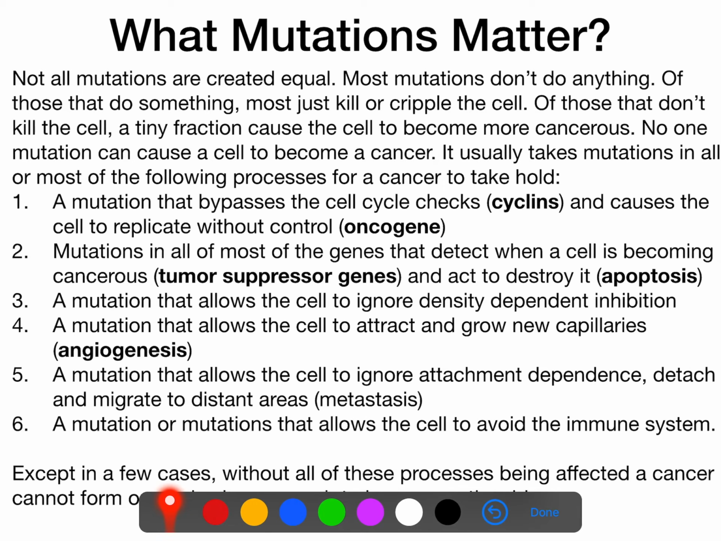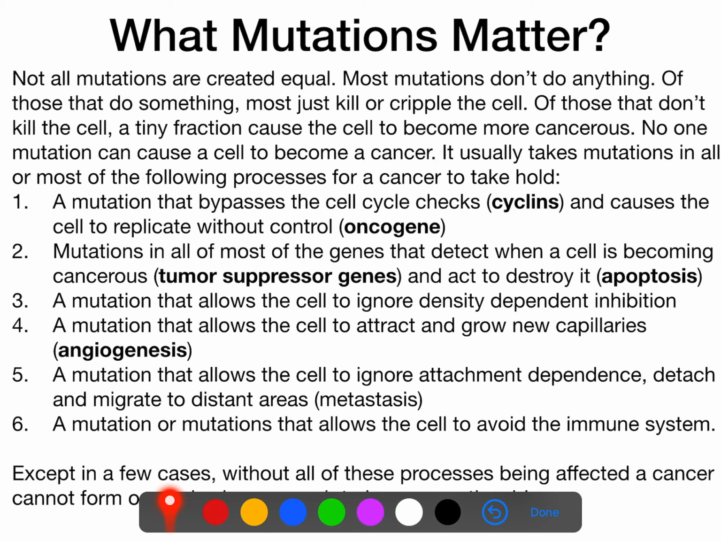There is no one mutation that will cause a cell to become cancerous. If there was, we'd all have died of cancer long ago. It usually takes several different mutations in the same cell all happening together in order to cause cancer, which is why, thank God, cancer is relatively rare.